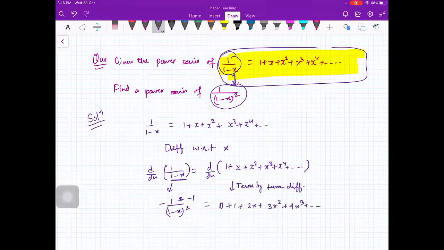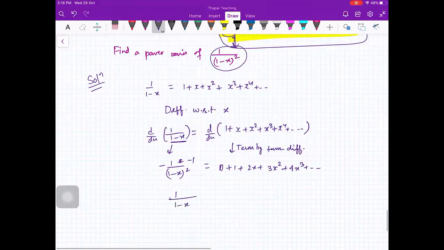So the power series expansion of 1 upon (1 minus x) squared is 1 plus 2x plus 3x squared plus 4x cubed and so on. The same you can get from binomial also, but this is just an example of how you can get the power series of some other function using a given power series.